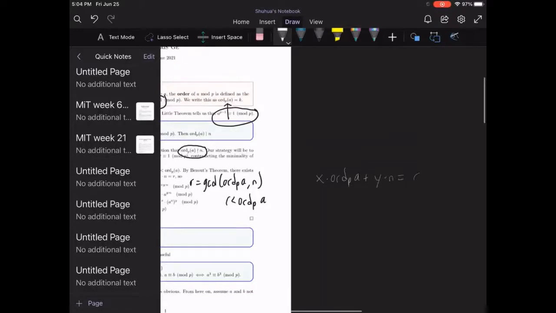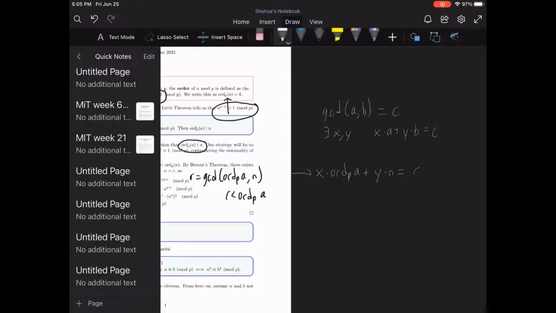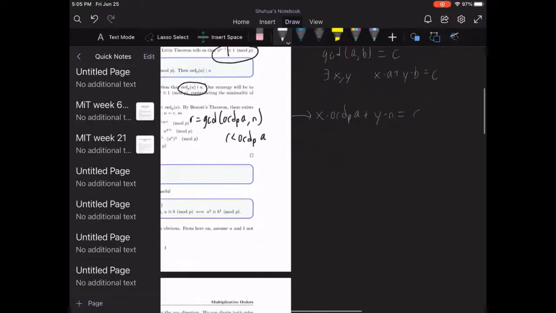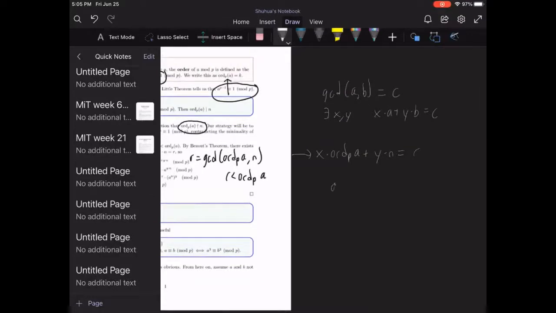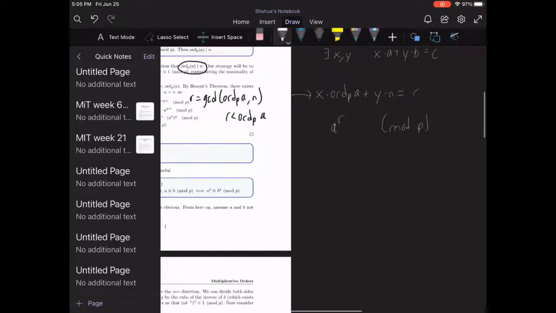Bezout's theorem just says that if you have GCD of a comma b equal to c, then there exist integers x, y such that x times a plus y times b equals c. So we're applying that straight from this GCD statement. Now let's look at what a to the power of r mod p is. Plugging in our definition from Bezout's, this is equal to a to the x times order mod p of a plus y times n.